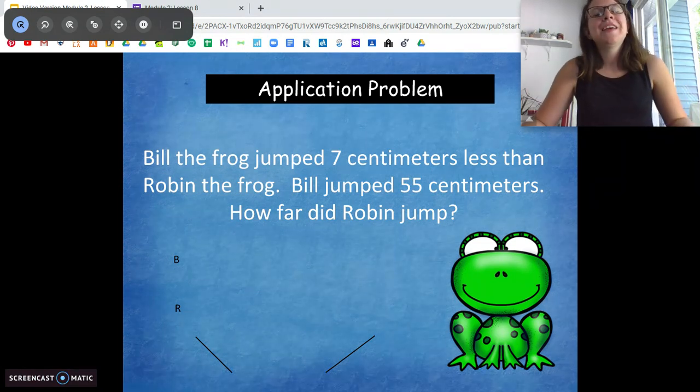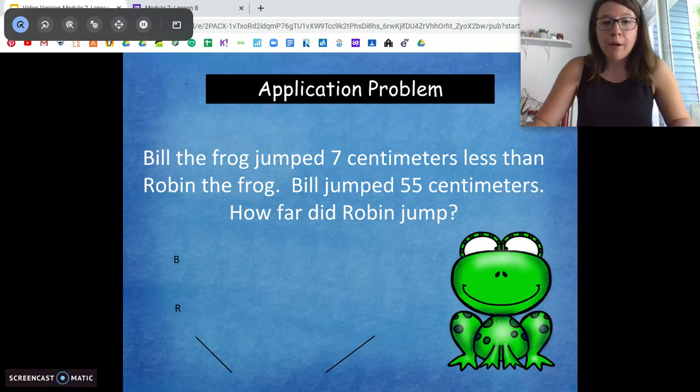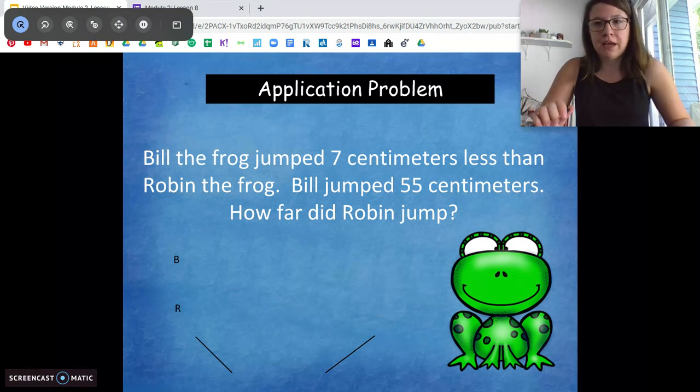All right, let's get started with our word problem for today. Here we go. This says, Bill the frog jumped 7 centimeters less than Robin the frog. Bill jumped 55 centimeters. How far did Robin jump? I want you to turn and talk to somebody at your house and tell me who jumped farther, Robin or Bill, and how do you know? Pause the video, talk to somebody at home. Who jumped farther?